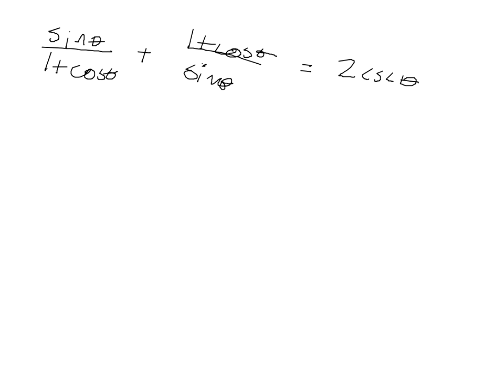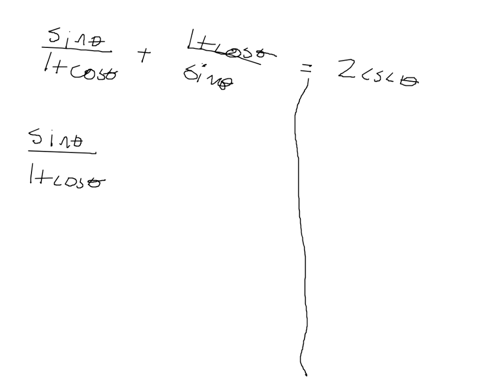times cosecant. So, draw my wall. Things can't cross. Now, I have 2 fractions. This would be nice if I could write them all over a common denominator. So my goal now is to get a common denominator. So I have 1 plus cosine on the one side and sine on the other.